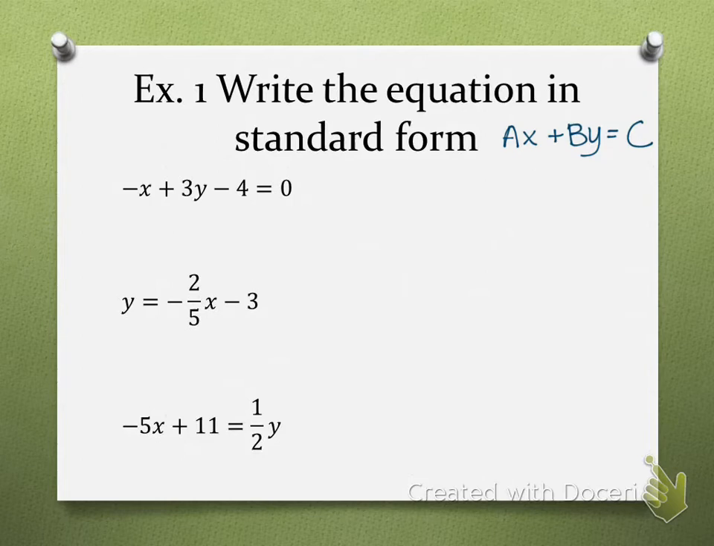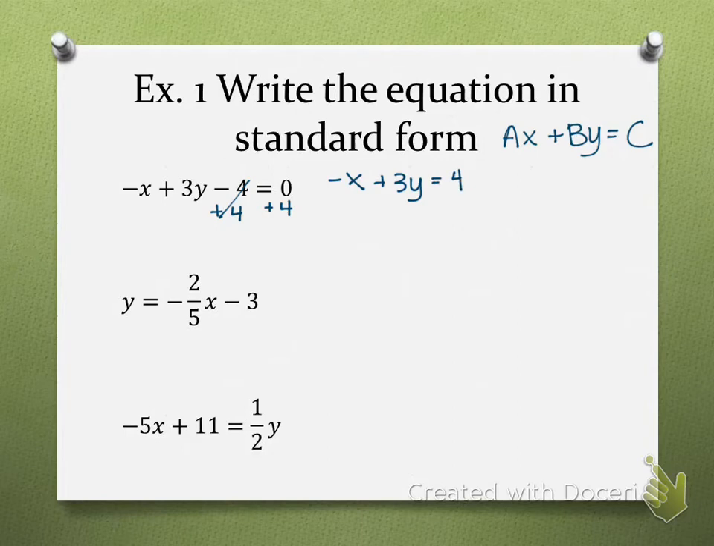So let's look. Are x and y together on one side? Yes. Are the constants by themselves on the other side? No, because this -4 right here needs to be moved over. Can I just simply say, okay, just place it on the other side? Negative x plus 3y equals -4. No. What do I need to do to that -4 to move it over? Add 4. So now I have -x plus 3y equals 4.